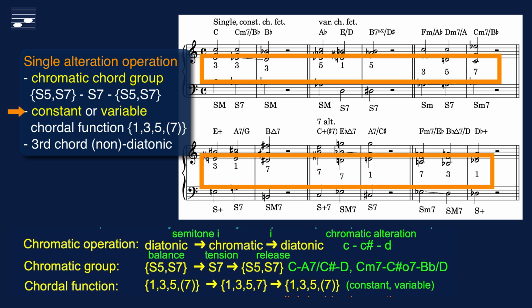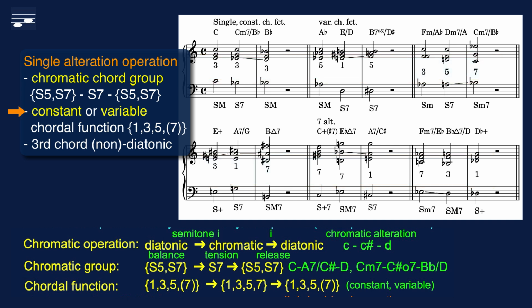In the score I annotated the single alteration operation chordal functions. Notice the constant chordal function pattern 3, 3, 3 in the first example. The single change example 7, 7, 1 discussed later, and the two multiple chordal function change examples 3, 5, 7 and 3, 1, 7. Since a chordal function 7 must resolve properly, some chordal function changes are impossible.